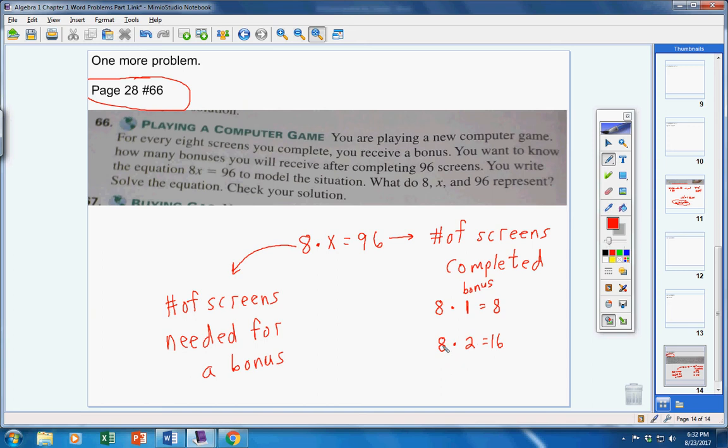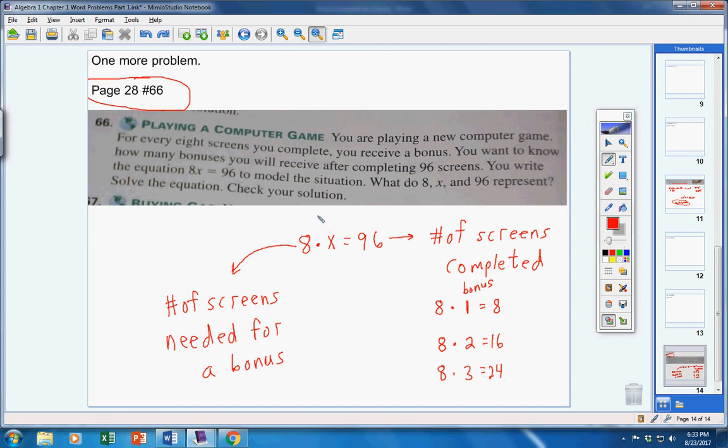Let's say I have 8 times 2. That's how many screens I need for a bonus. Times 2, I have 2 bonuses, gives me 16. If I have 2 bonuses, I will have completed how many screens? 16, right? Every 8 screens, you get a bonus. How about 8 times 3? That's 24, right? So these numbers here are my bonuses. 8 screens times 3 bonuses means 24 completed screens.